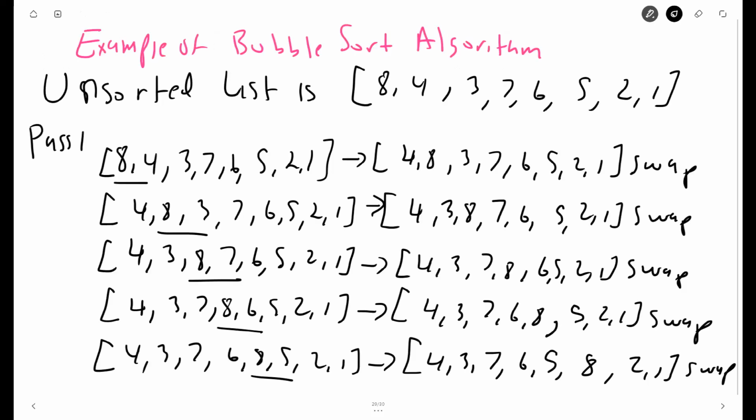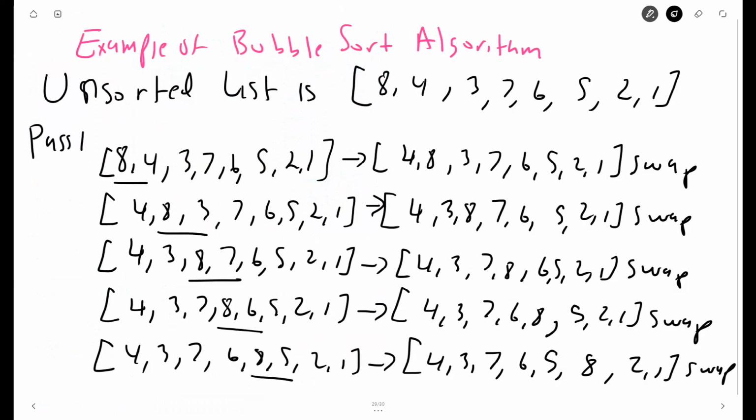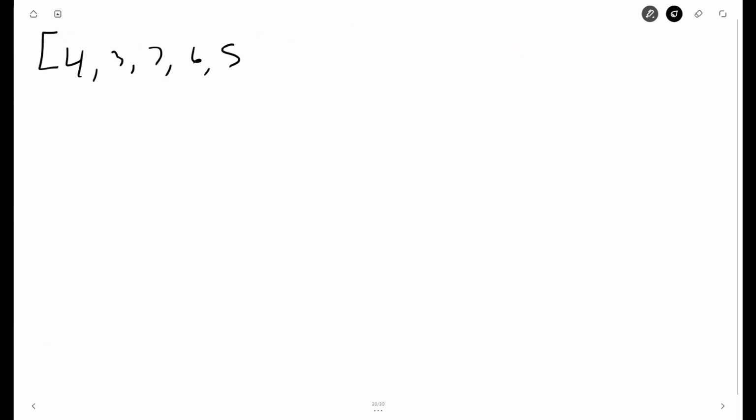So now we're at, so we did 4 3 7 6 5. Let's write that down. 4 3 7 6 5. And then we do 8 2, and then this should be a 1. 4 3 7 6 5, 8 1.